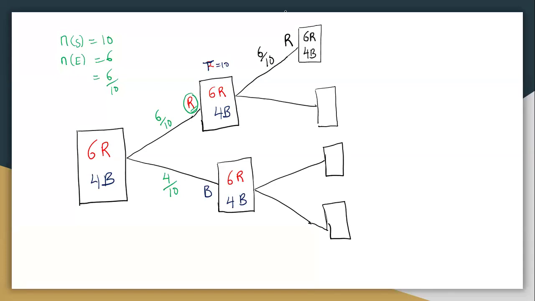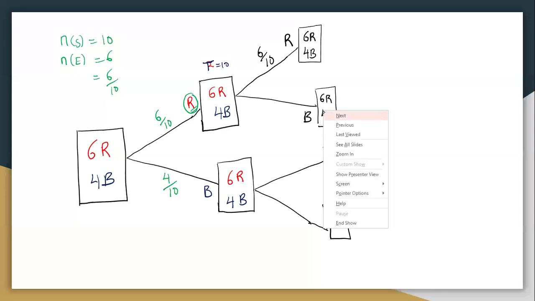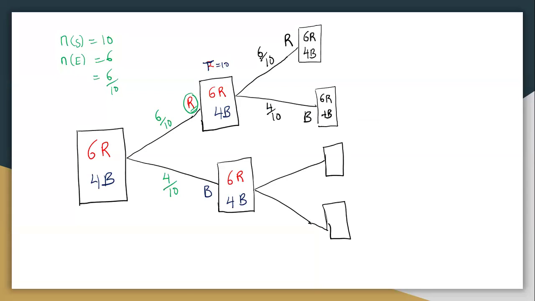I go to Christian. How many balls do we have? 6 red. Then the blues? 4 blues. What is going to be our probability at this branch? 4 out of 10. Okay, thank you.